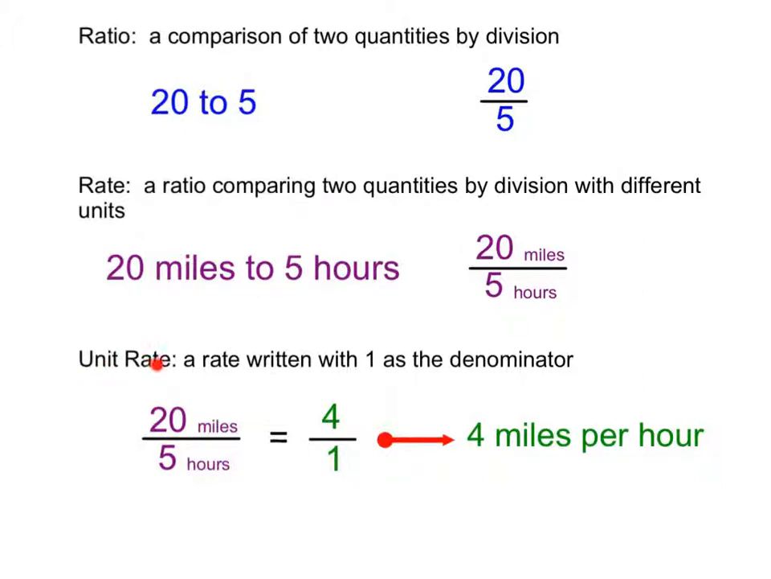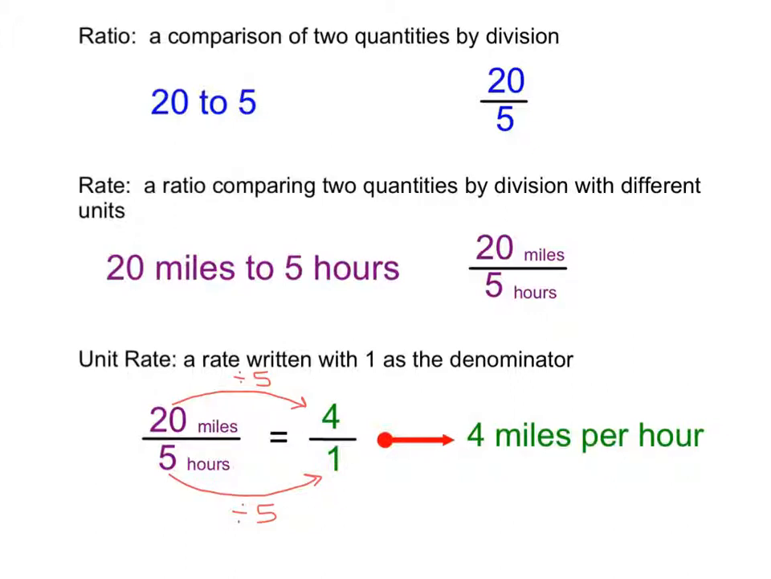So a unit rate then is different from a rate because we simplify it so the denominator is 1. So if I have 20 miles in every 5 hours, I put the denominator of 1 under my fraction, and then I think to myself, how would I move from 5 to 1? Well, I would divide by 5. And how would I get from 20 to 4? I'd divide by 5, because if I divide the bottom by 5, I have to do the same to the top. So 20 miles per 5 hours can be simplified to 4 over 1.